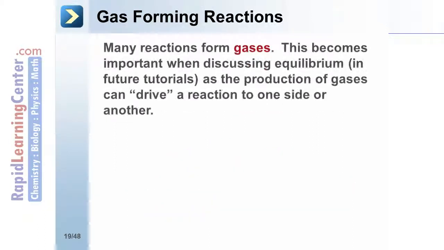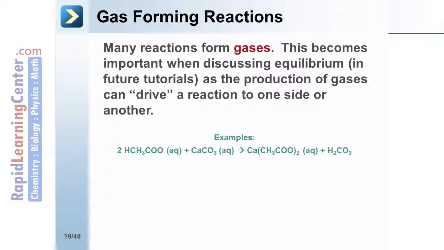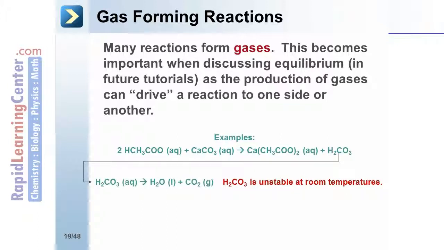Some reactions produce a gas. The production of a gas will become important when discussing equilibrium in a future tutorial. For example, this reaction produces a gas because H2CO3 is unstable at room temperatures. This gas production drives the reaction to create more products.